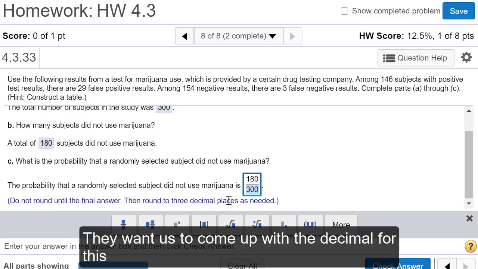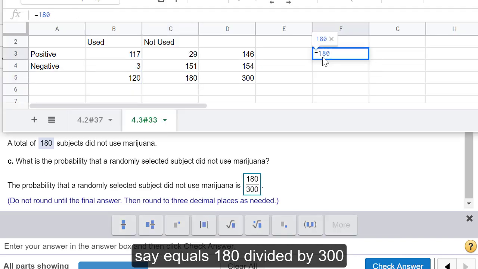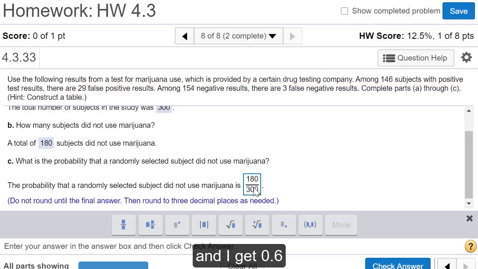They want us to come up with a decimal for this, so I will just use Google Sheets, say equals 180 divided by 300, and I get 0.6. So let's try 0.6.